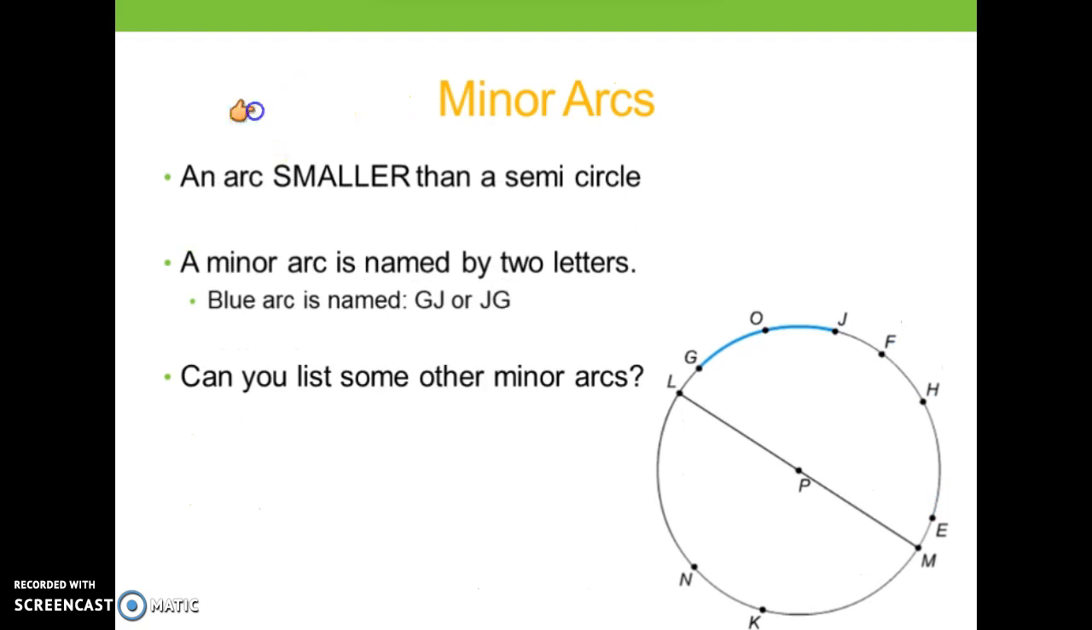Now, a minor arc is an arc that's smaller than a semicircle. A minor arc is named by 2 letters, so there's not 3 letters. There's no need because if you see 2 letters, you know it's a minor arc. So the blue arc here can either be named G, J, or J, G. There's no need to name that 3rd letter in between because it's a minor arc. If it was GJ, you couldn't go around this way because that's a major arc, that's bigger than a semicircle. When you see 2 letters, you know it's less than a semicircle, so you're going to take the shortest distance between those 2 endpoints. Can you list some other minor arcs?